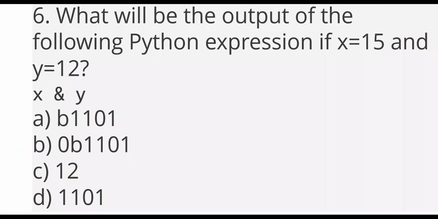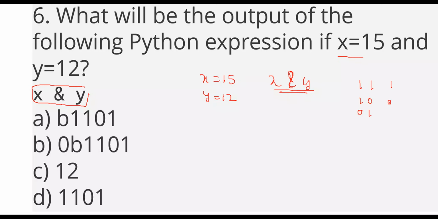Here the question is, what will be the output of the following Python expression if x is equal to 15? Here x is equal to 15 and y is equal to 12, and you want to perform a bitwise x and y. So AND operator means if both are ones, then the result will be 1. If anything is 0, the result will be 0. If both are 0, it will be 0. So you are performing bitwise AND.